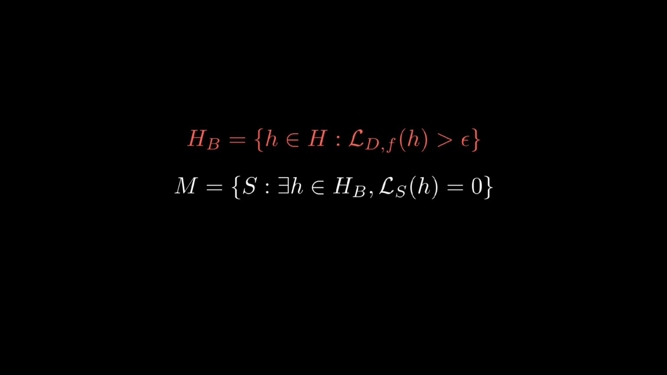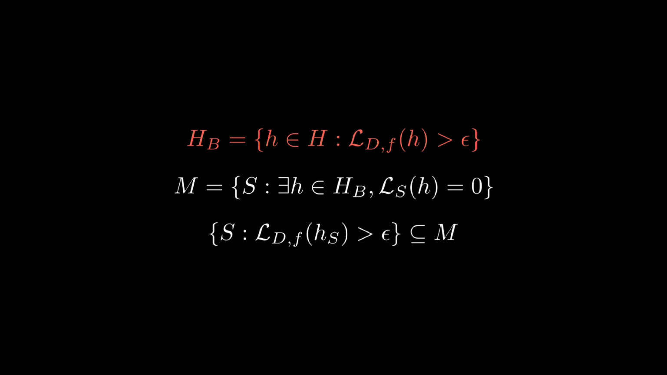Now let's get back to this set. The set of samples leading to a bad overall performance. Notice that it's a subset of the set M. Note that HS is the output of ERM, hence the training error is 0 and it further has a bad overall performance. Hence it's a subset of the set M.